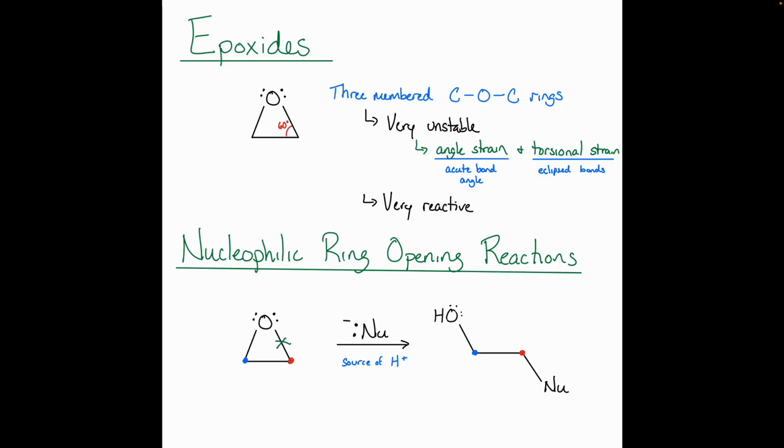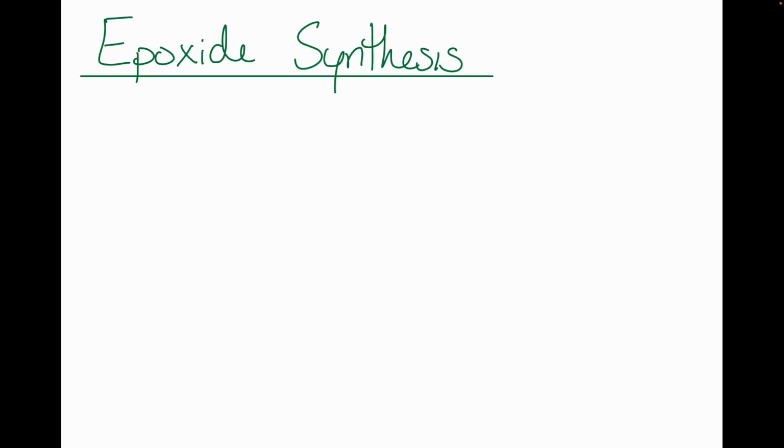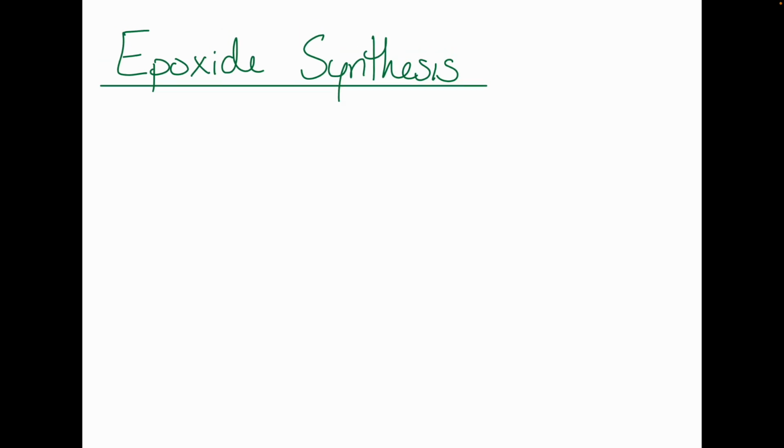All right, and so we looked at these reactions, and we're going to continue on that topic. We're going to take a step back, though, and first talk about how we make epoxides. All right, so epoxide synthesis here. We got two ways that we can make epoxides. Both of them are going to be starting with an alkene. So I'm going to use cyclohexene here.